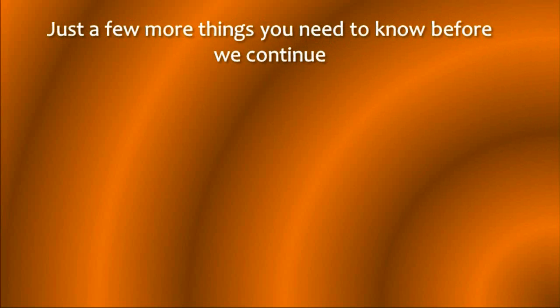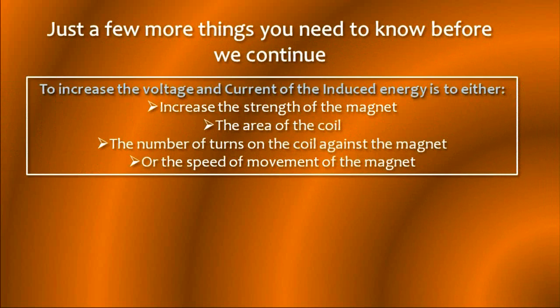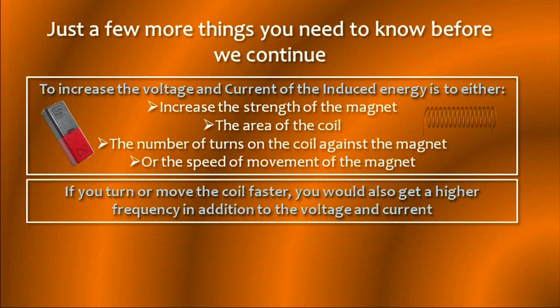Just a few more things that you need to know before we continue. To increase the voltage and the current of induced electricity, you can increase the strength of the magnet, the area of the coil, the number of turns on the coil, and the speed of movement of the magnet. If you turn or move the coil faster, you would also get a higher frequency in addition to the voltage and current.